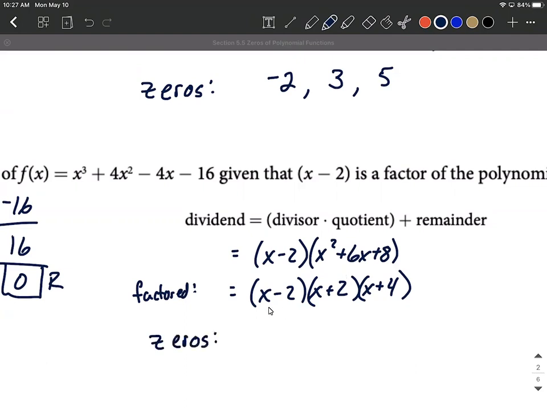Remember, that's just whenever this factor equals 0, what would I need to plug in for x? In this case, positive 2 for the first factor as I wrote it, negative 2 for the next one, and negative 4 for the last one. So we found all the zeros of this polynomial and factored it completely. All right, hope this helps out as you're working on synthetic division and trying to factor polynomial functions. Good luck to you.